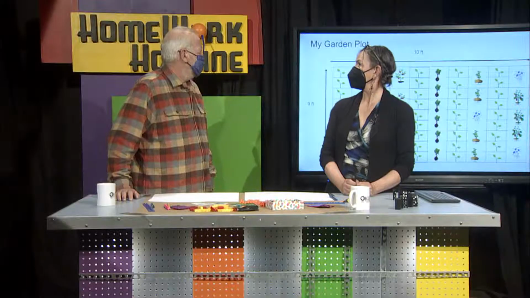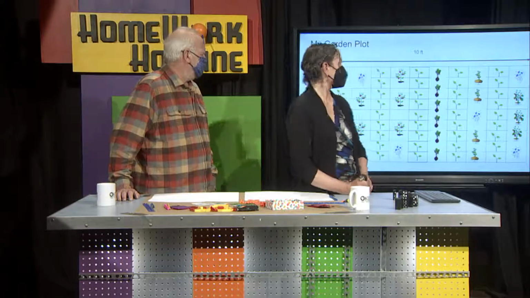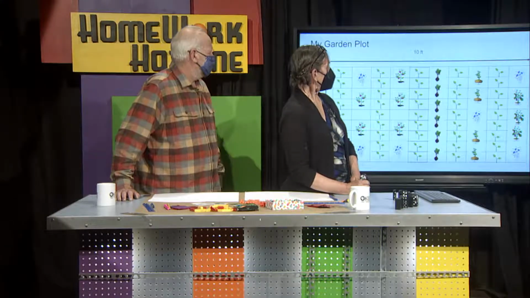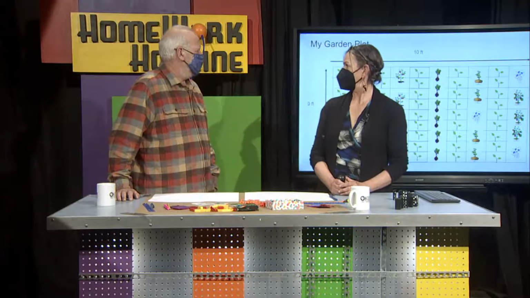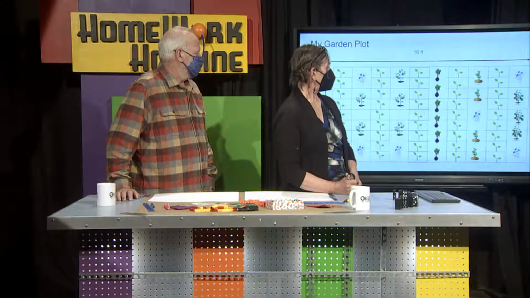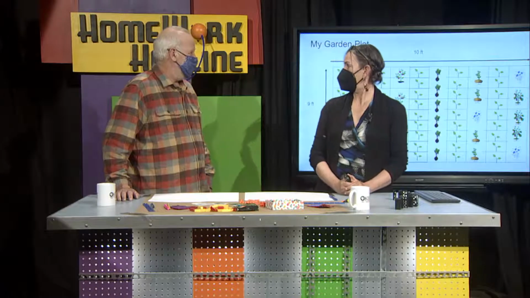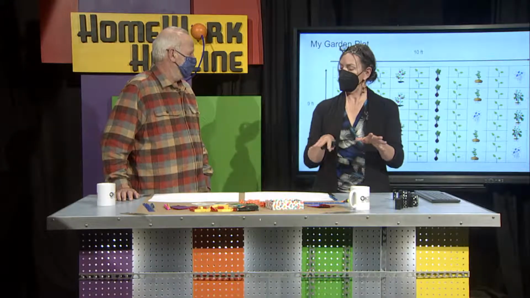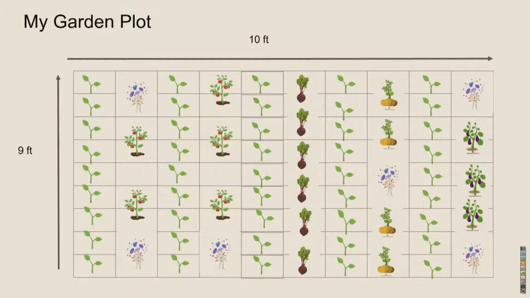So for each square foot, you're putting a different kind of plant in? A different plant for each square foot. Right. So I can probably have about 60 different plants, I'm estimating, in my 90 square foot garden. And then you get a variety, and I like that.